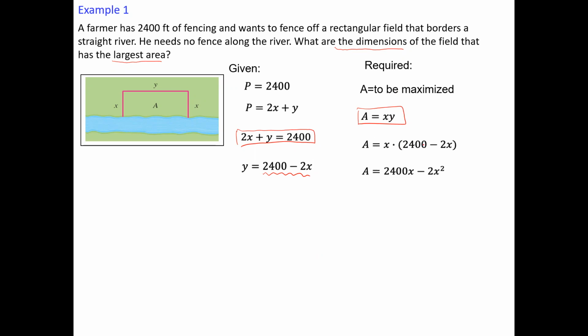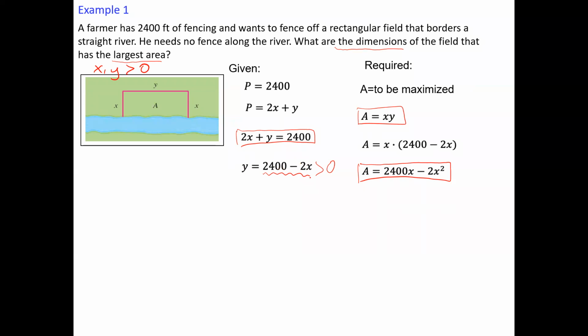And maybe I can distribute: 2,400x minus 2x times x, which is 2x squared. This is the function that we have to maximize. Okay, and we may notice we do have a certain restriction, because the quantity y, which is 2,400 minus 2x, must always be positive, because x and y are positive. So we can see x cannot be greater than 1,200. Okay, I will write this. So we have the restriction.